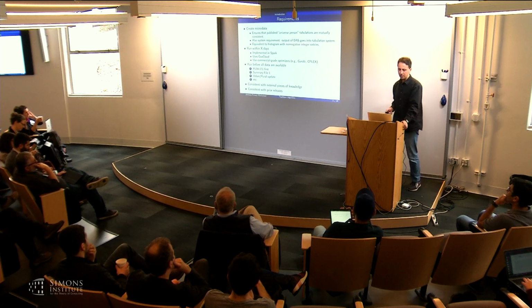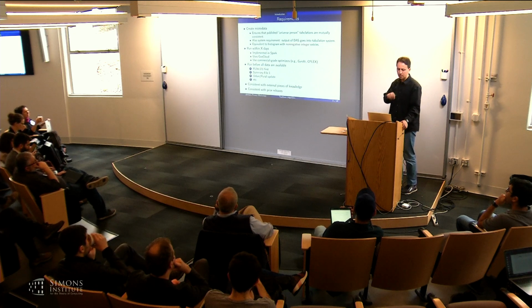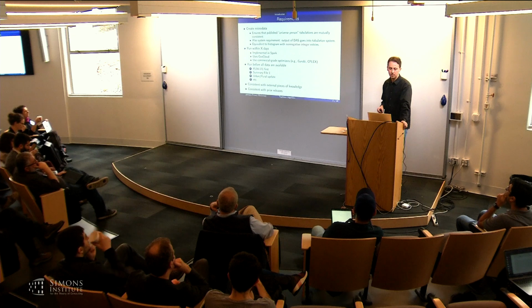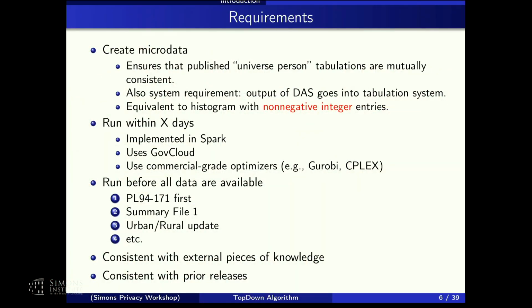OK, so here are our requirements. We have to create microdata. The reason we have to create microdata is, first, it means that all of the tables, all the summary statistics we create, are going to be consistent with each other. You're not going to get two different answers for the same query by looking at two different tables. Another reason is the output of our system goes into a tabulation system, and it expects microdata. So that's the format we create.